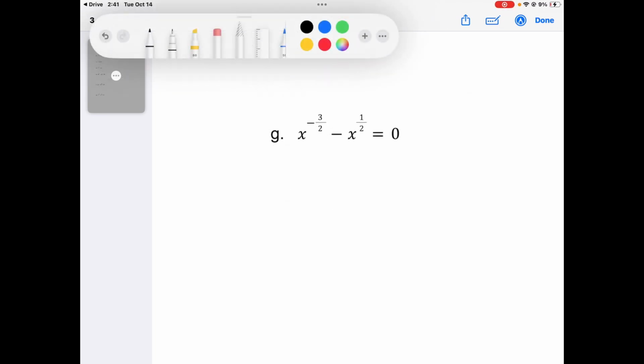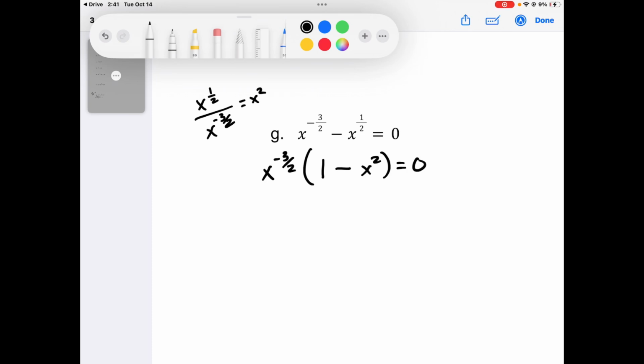This last example involves factoring and some consideration for our domain of our x values. So let's go ahead and start off by factoring out x to the minus 3/2. So I'm going to write that out in front. And I'm going to factor this out. I know I'm left with 1 for the first term because anything divided by itself is equal to 1. And then in my second one, I'm going to do x to the 1/2 divided by x to the minus 3/2. When I'm dividing powers, I'm going to subtract the exponents. So this is going to leave me with x squared equals 0.